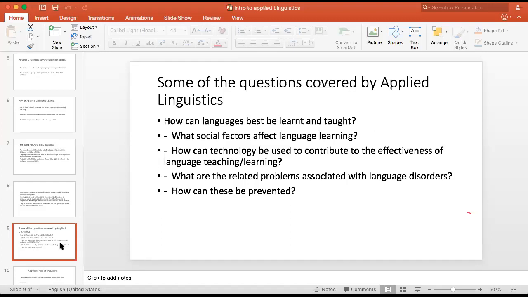Then we talk about language disorders also. I named aphasia. Then we talked about the sign language that is used by children, special children who may be hard of hearing. Sign language, developing a sign language, improving on the sign language. All these are areas and questions that are answered and covered by applied linguistics. Okay.